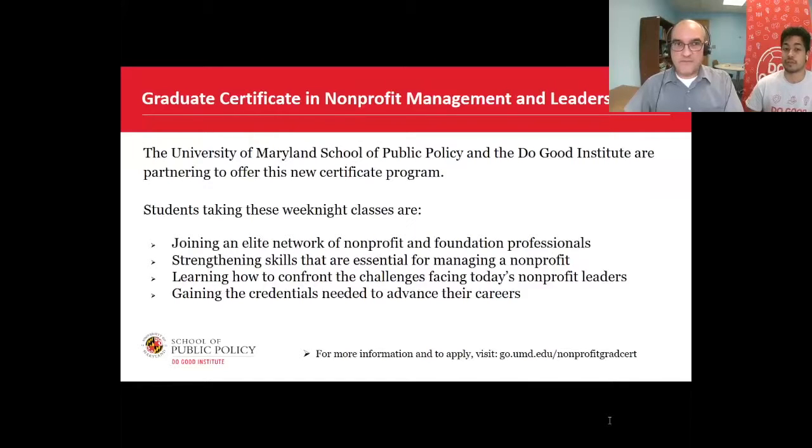And this is all part of the graduate certificate program offered at the University of Maryland School of Public Policy and sponsored by the Do-Good Institute. If you do enroll or are interested in this program, you'll be joining an elite network of nonprofit professionals, and you'll be strengthening some skills in management and nonprofits, and gaining a real important credential to advance your career as well.